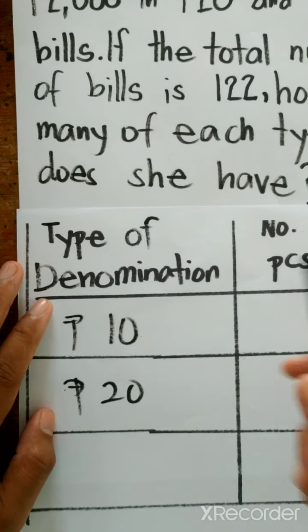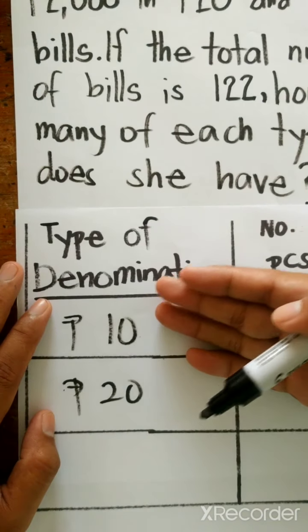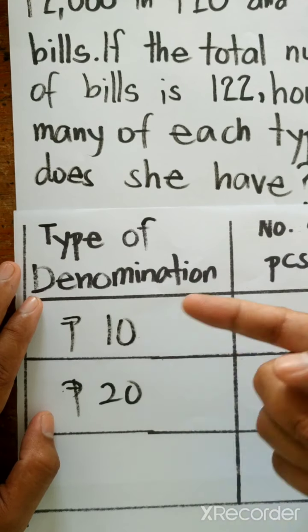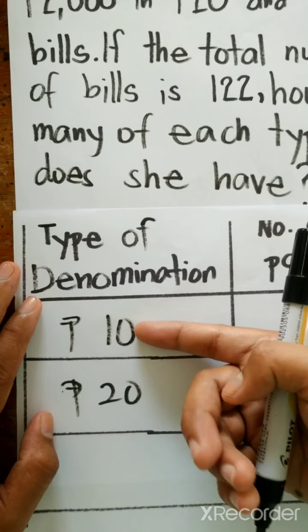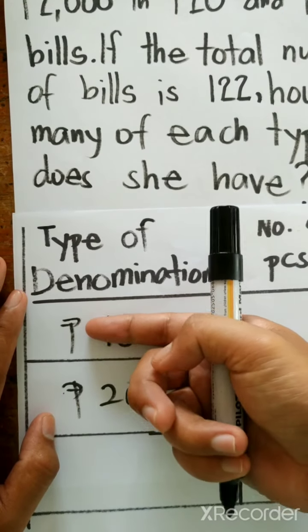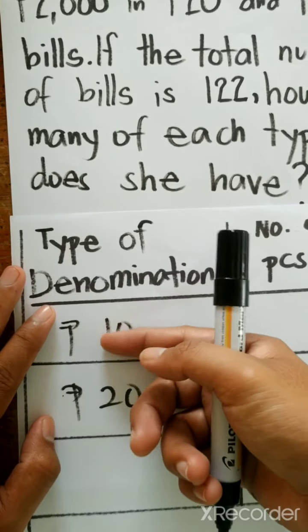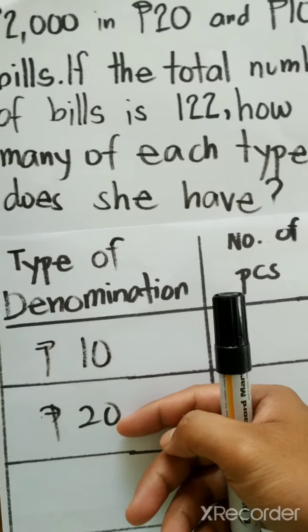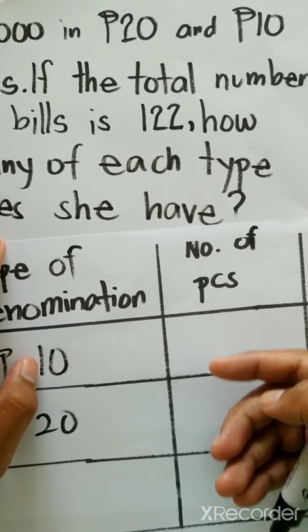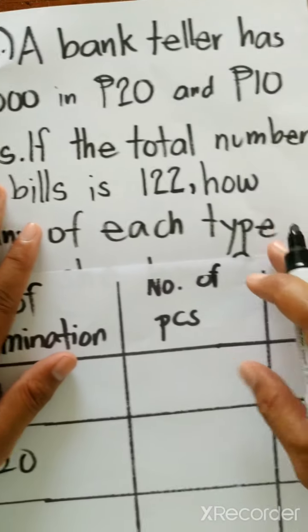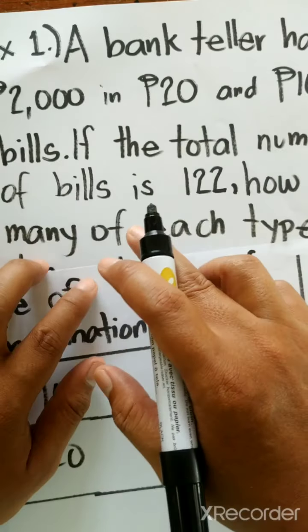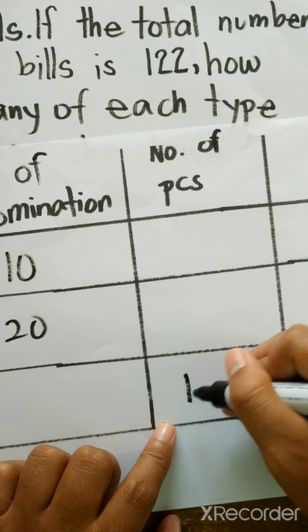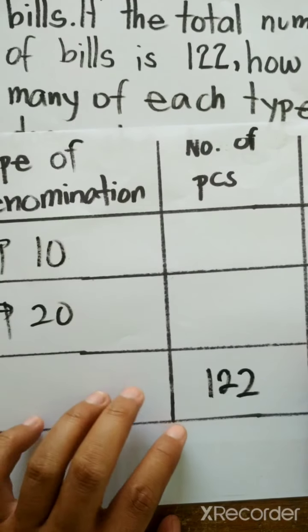Usually, as what I have observed, we write it in terms of its least value in denomination. So 10 is the least type of denomination, so we're going to write it in the first row. Technically it's the second row. And then the next row is the next type, which is bigger than the previous one. Next, the number of pieces. Let's see what clue we have here. If the total number of bills is 122, it means that the total number of pieces is 122.